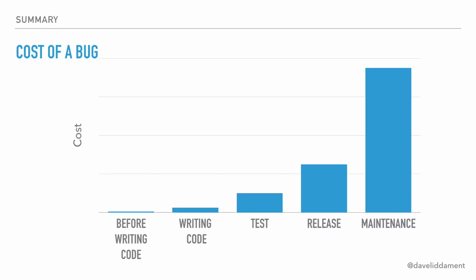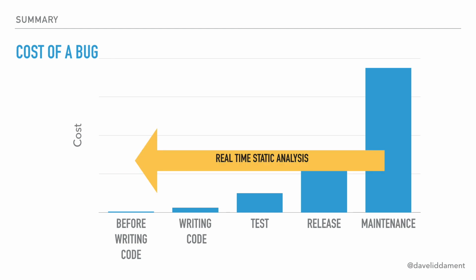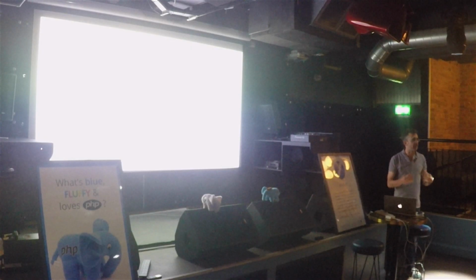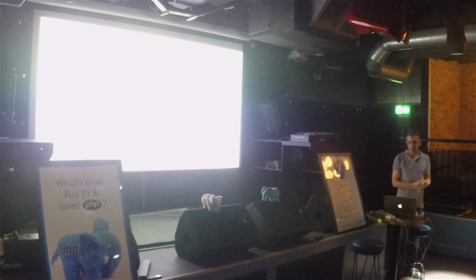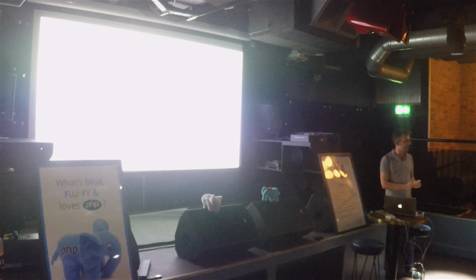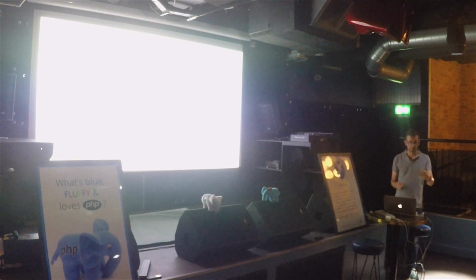Cost of a bug escalates the longer it takes to find it. So basically, if we can use real-time static analysis, we might not even put bugs in in the first place. We still need that safety net of continuous integration to catch anything we don't catch when we're using the tools. But these, in combination, reduce the costs of bugs by finding them earlier.